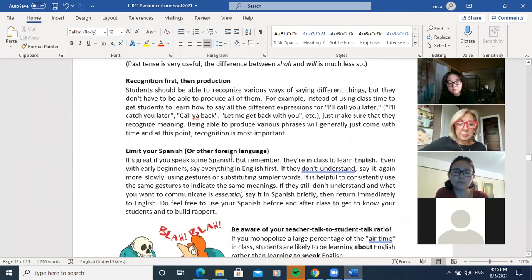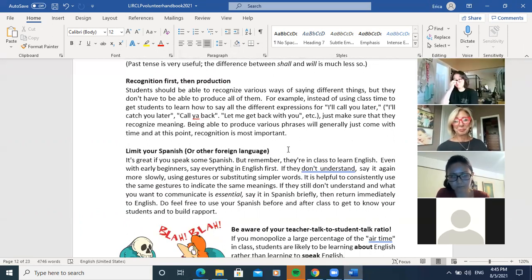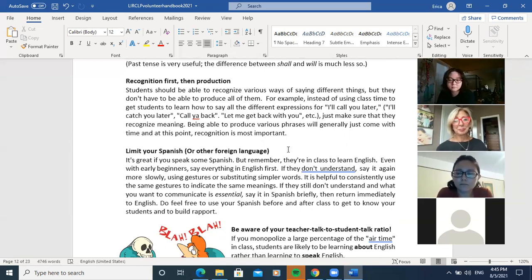Okay, and then limit your Spanish or other foreign language. Why would you want to do that? Well, they want to learn English, not their own native language. They already know that one. So, yep, they're there to learn English. Yes. The more you converse with them in English, the more they will get out of the class. Any other reasons?